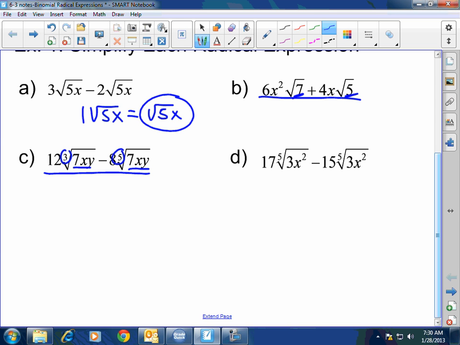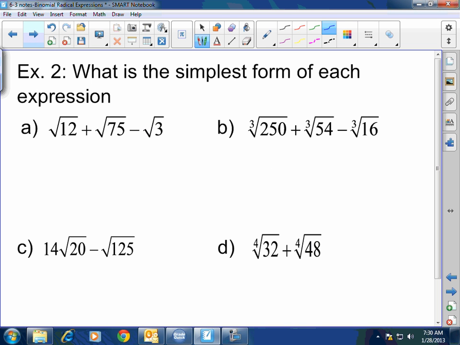17 times the 5th root of 3x squared minus 15 times the 5th root of 3x squared. Well, you have the same index, the same radicand, so you're going to have 2 times the 5th root of 3x squared because they are like radicands. So I hope that makes sense. Again, to add and subtract radicals, they must have the same index, just like these guys had here, and they must have the same radicand. All right, so let's go ahead and practice.